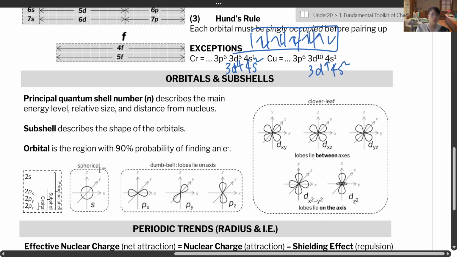S is very simple to draw. It's just a circle, right? Because your paper is 2D, right? So you can draw a 3D diagram.